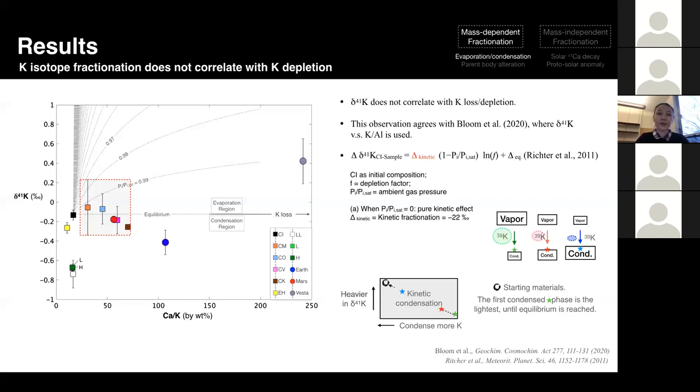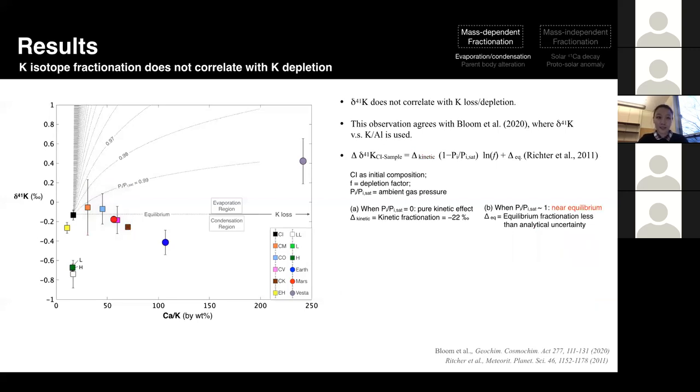Also, this trend cannot explain the ordinary and enstatite chondrites. And actually, after considering the error bar for each carbonaceous group, the apparent correlation is just not that convincing anymore. So right now, we would say that neither kinetic evaporation nor kinetic condensation could explain the overall potassium isotope data.